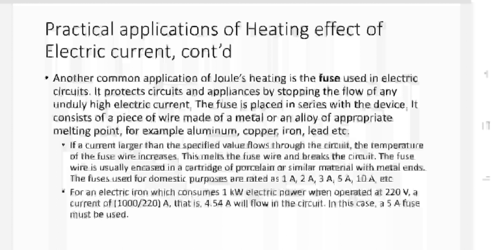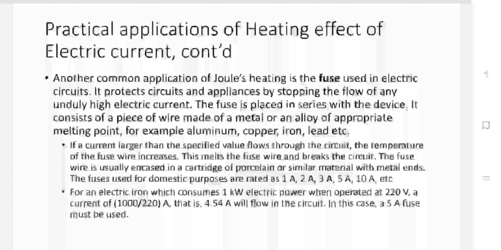If a larger current than the specified value flows through the circuit, the temperature of the fuse increases, and as the melting point of the fuse metal is low, the fuse wire gets heated and breaks. As the fuse wire is heated, it is going to burn, so the path will be open and the circuit will break down. So now my circuit would be open, current won't flow further, so the circuit is broken. So whatever appliances we are connecting on the other side, they can be safe.